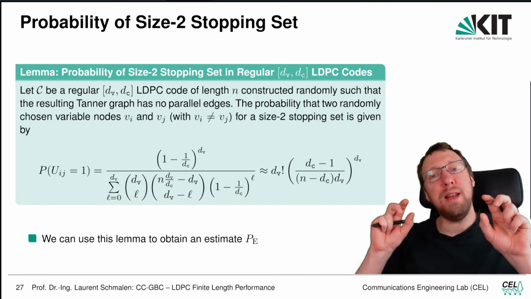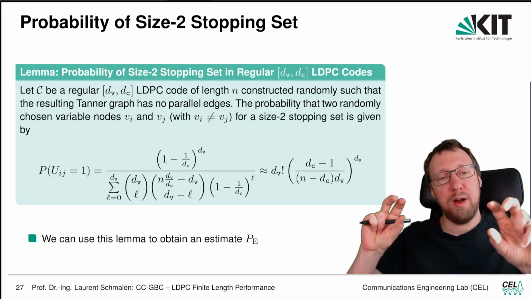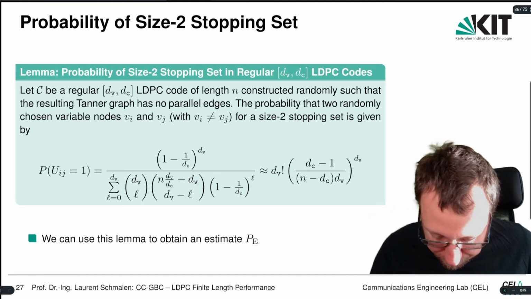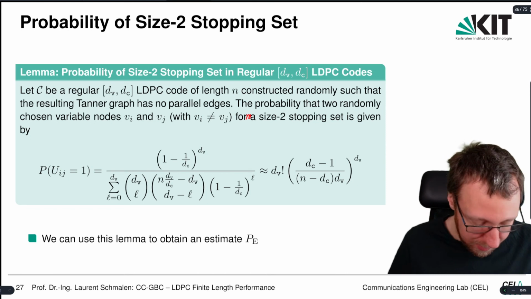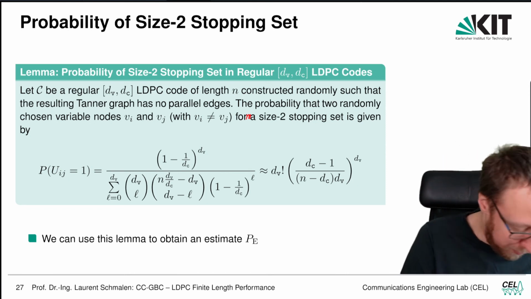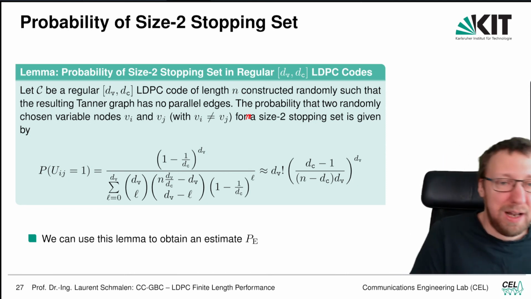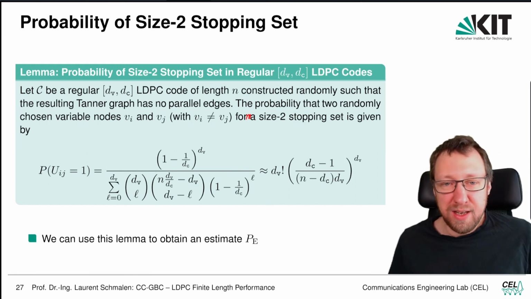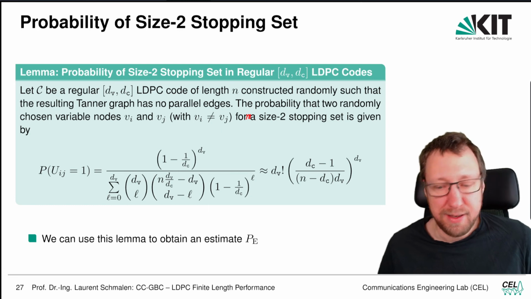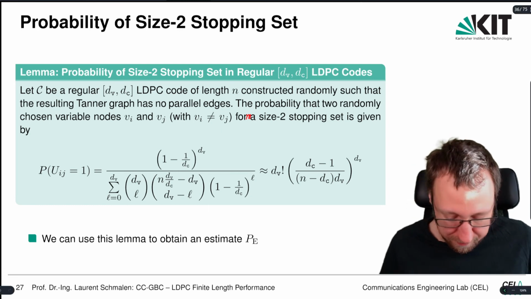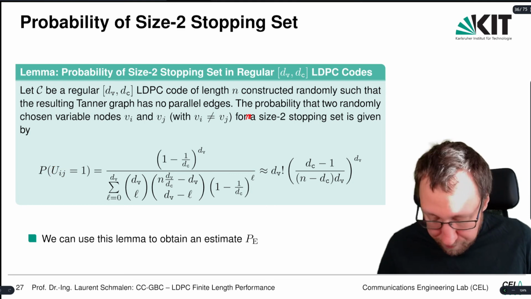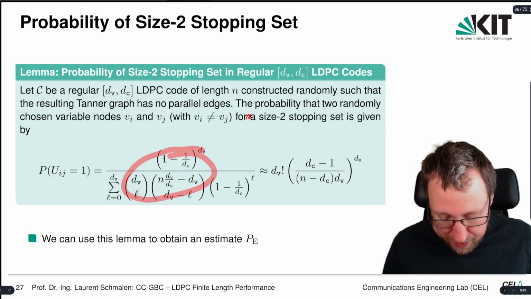So now the probability that two randomly chosen variable nodes, Vi and Vj, form a size 2 stopping set is given by this expression. Sorry for the typos, this is a couple of new slides that I made and my spell checker failed on me. P uij being equal to 1 is given by this expression.